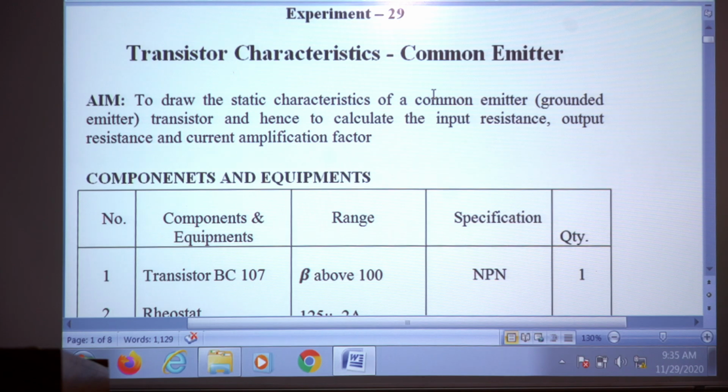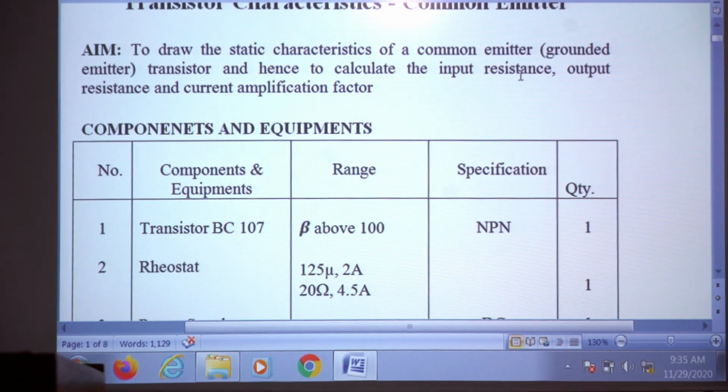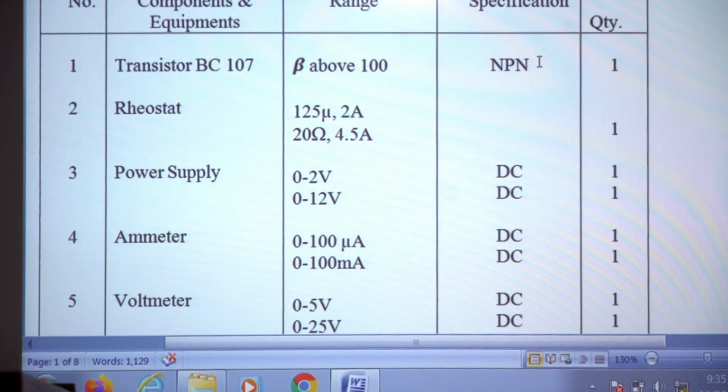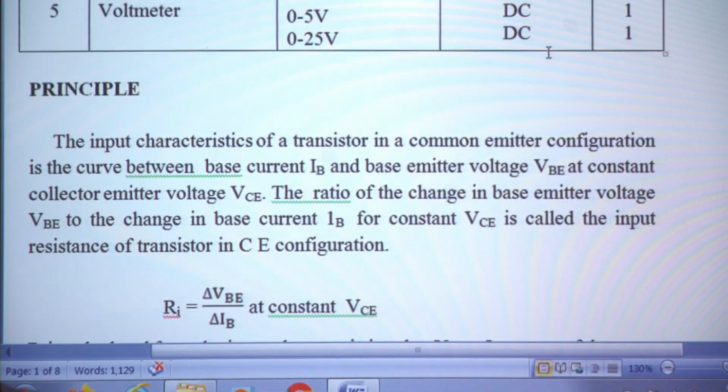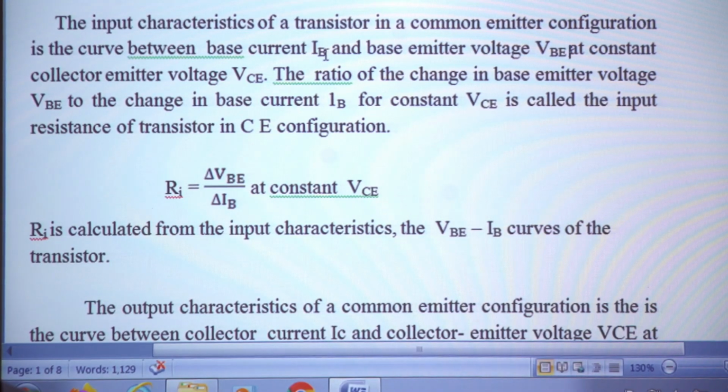Now let us discuss the theory involved in the transistor characteristics, common emitter configuration. Our aim is to draw the input and output characteristics. The input characteristic of a common emitter configuration is the curve between the base current IB and the base emitter voltage VBE at constant collector emitter voltage VCE.